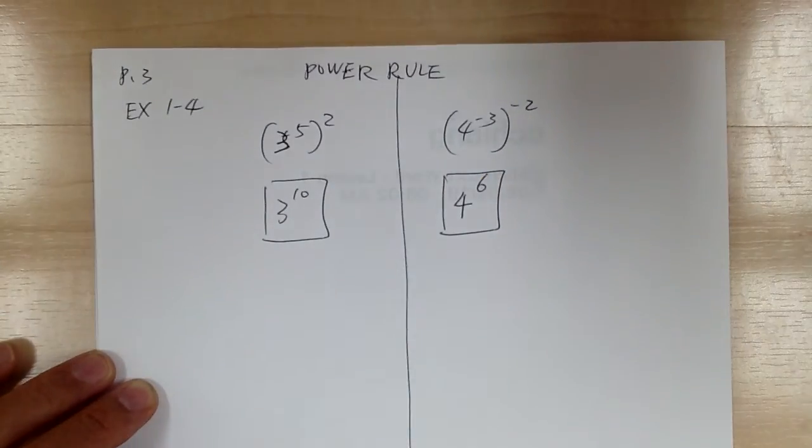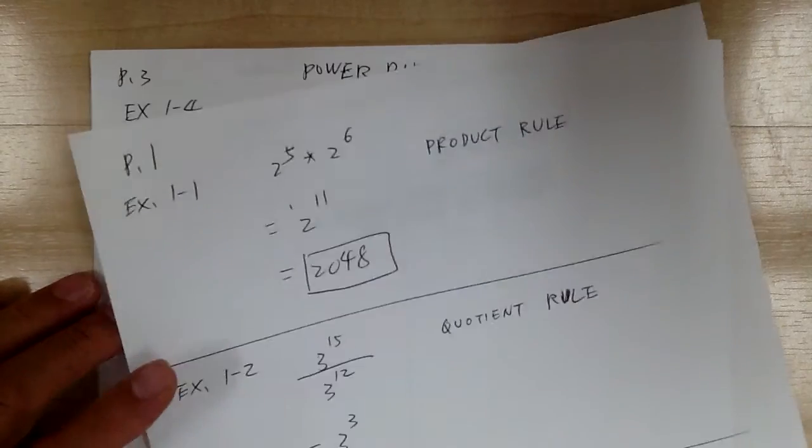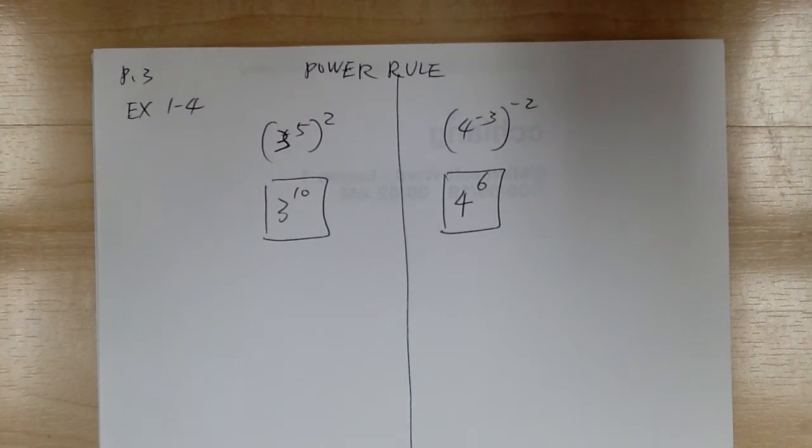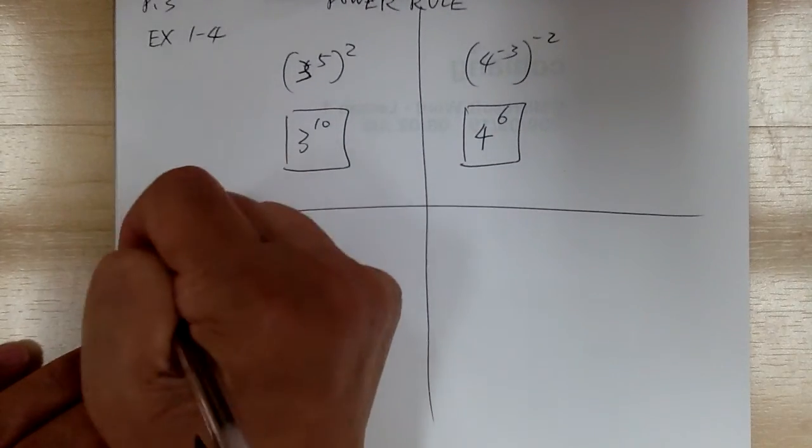So again, there are 3 rules: the product rule, the quotient rule, and the power rule. Okay, let's go to example 1-5.